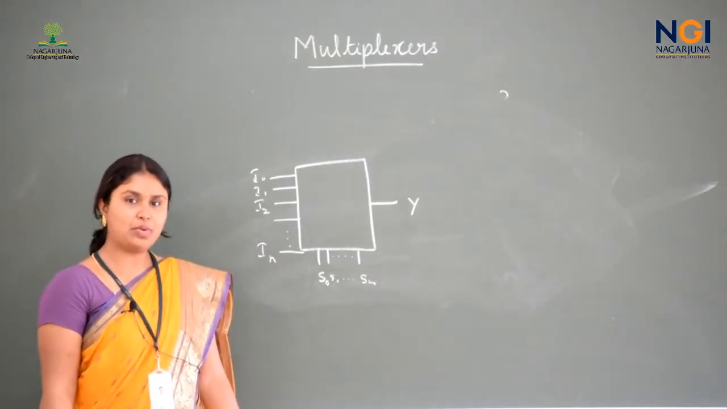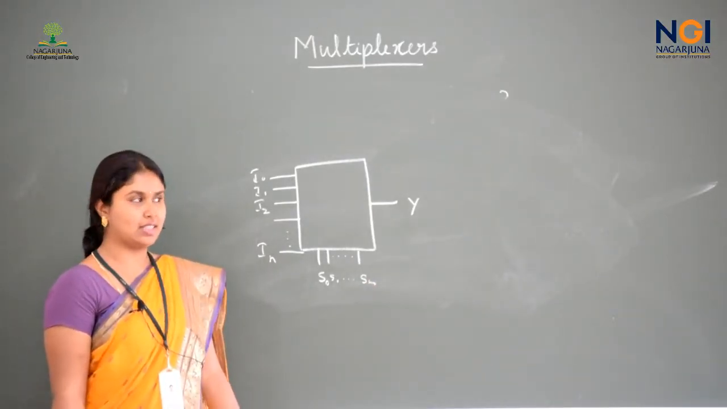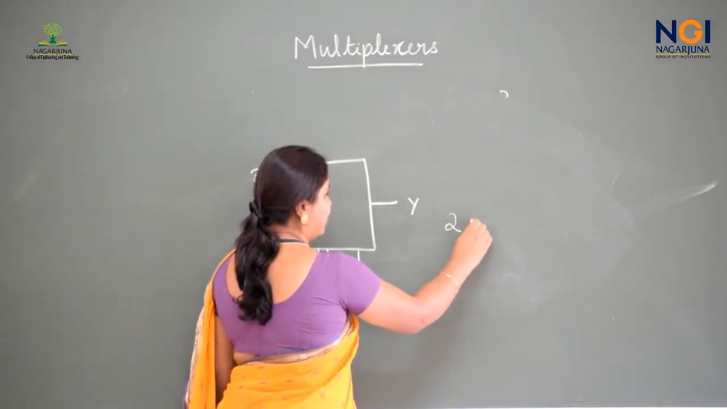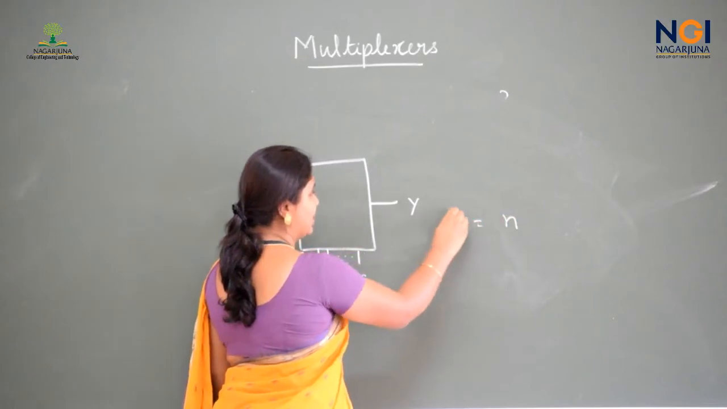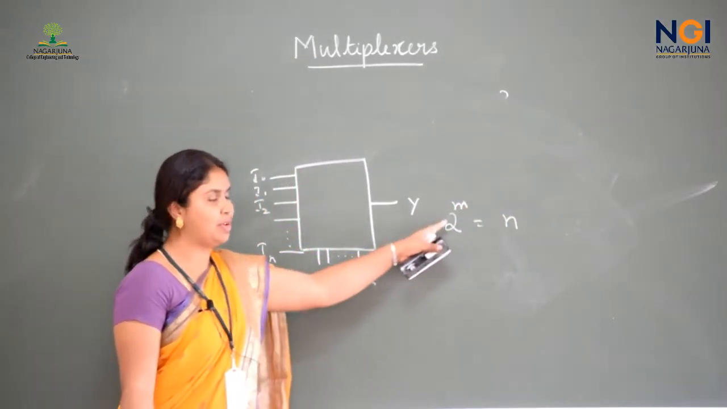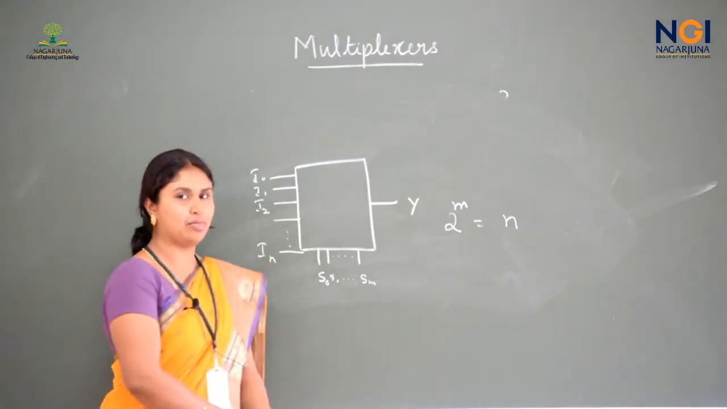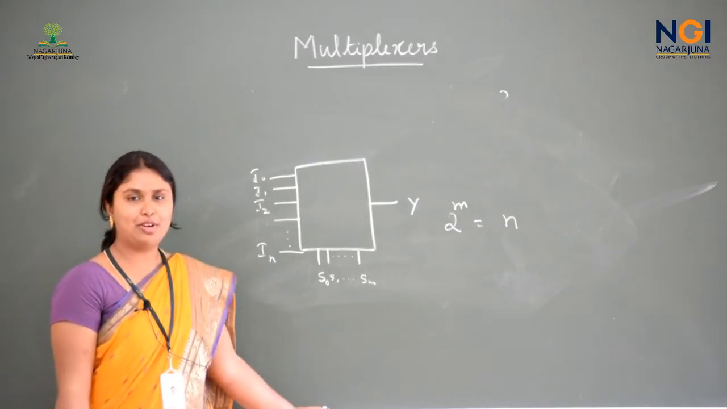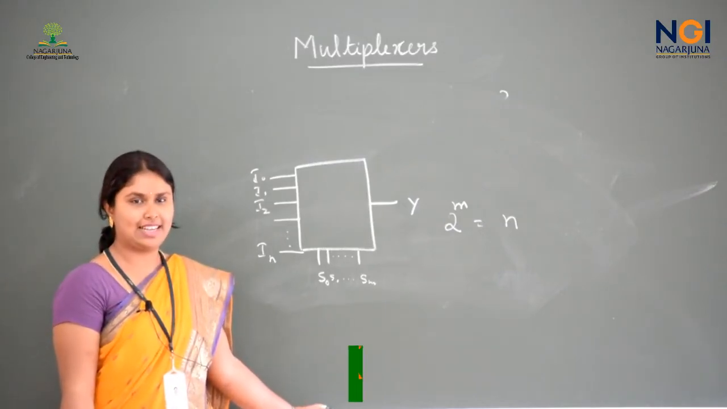The relationship between the select lines and the multiplexer inputs goes like this. If I have n inputs, then I should have m select lines, where the relationship is 2 to the power of m is equal to n.